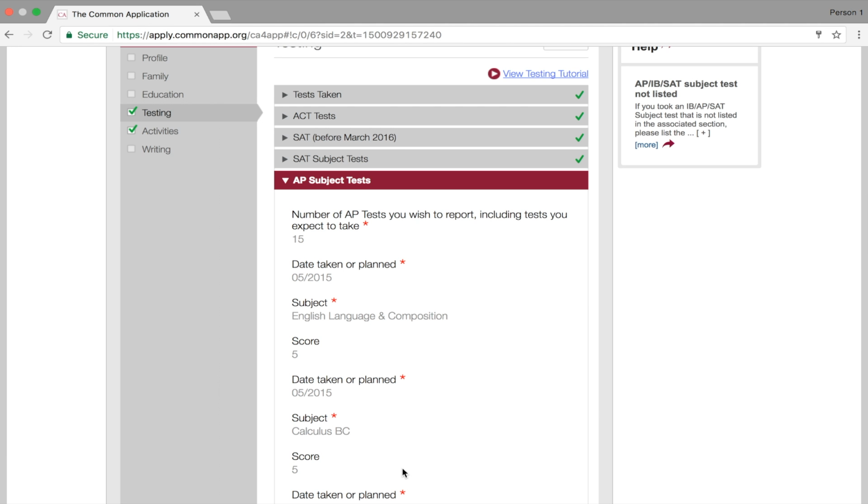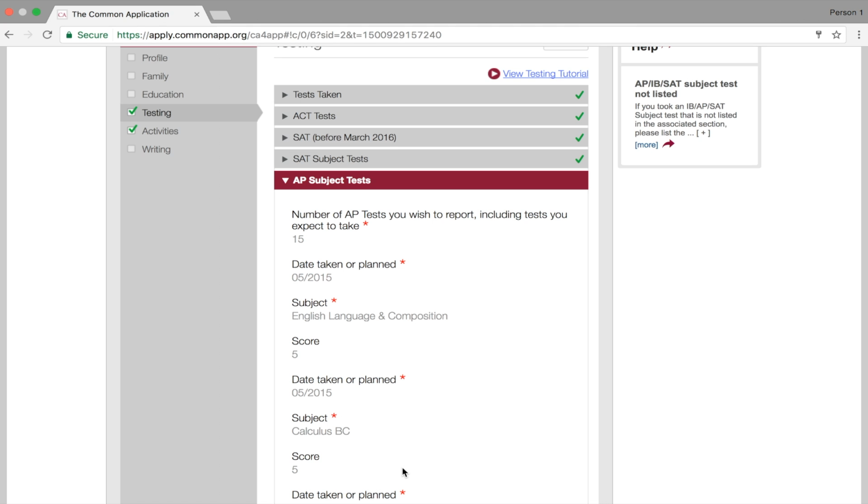AP tests, okay, honestly, you definitely don't need to report anything below a 4. You can report a 3 if you want to, but I personally didn't. Even if you took the class, they're really not gonna care. They're not gonna be like, oh, they didn't put down AP Bio even though they took AP Bio as a class. Does that mean they failed it? Does that mean they got a 1? Not necessarily. What if you just decided not to take that test that year, you know?